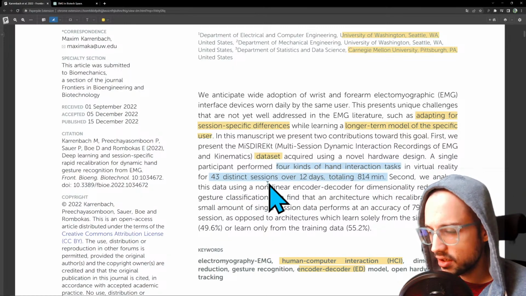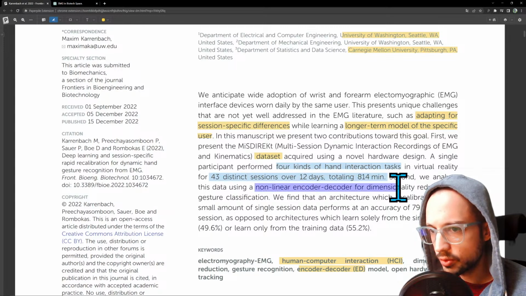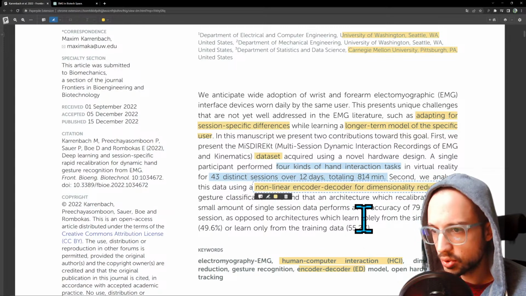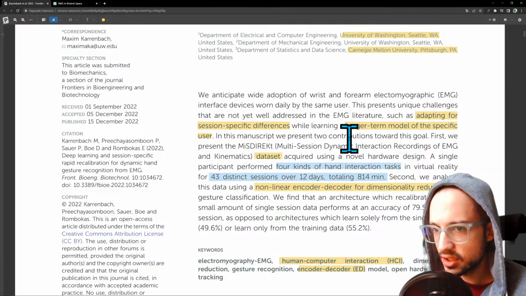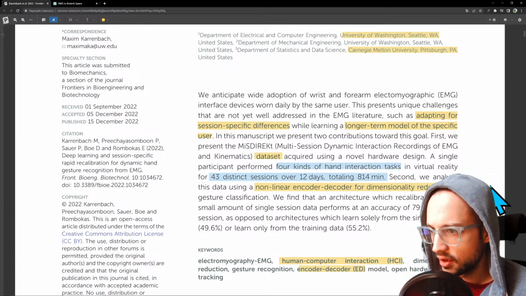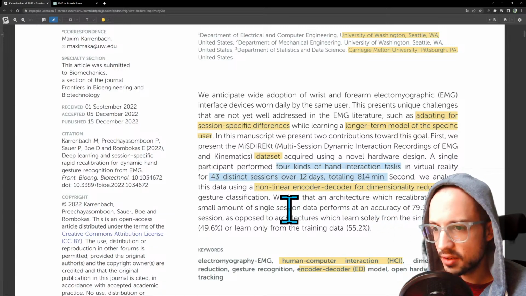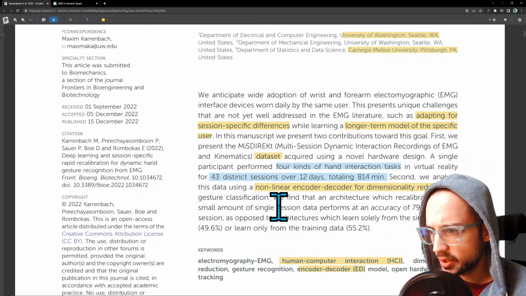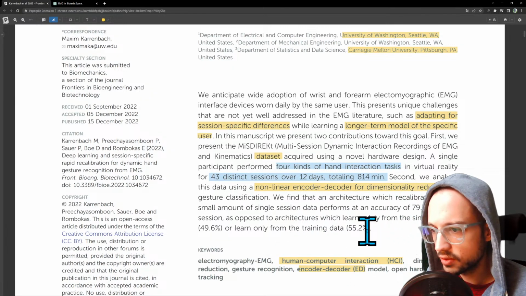Analyze the data using a non-linear encoder-decoder for dimensionality reduction. Okay, so they're compressing or projecting this EMG data into a lower dimensional space with some kind of deep learning based architecture, I would assume. With a small amount of a single session, it performs at an accuracy of 79.5 as opposed to architectures which learn solely from the single session or learn only from the training data.